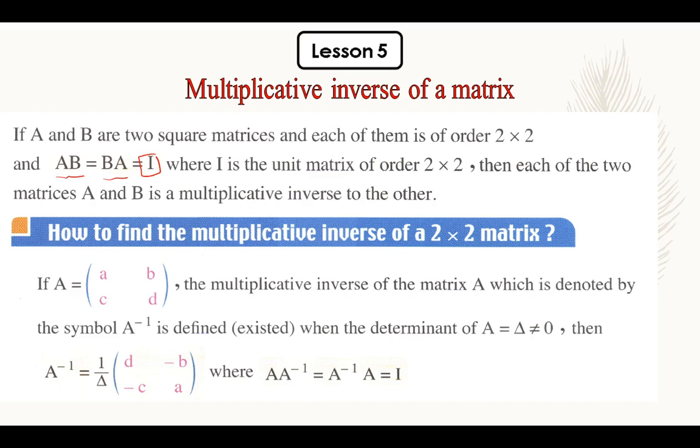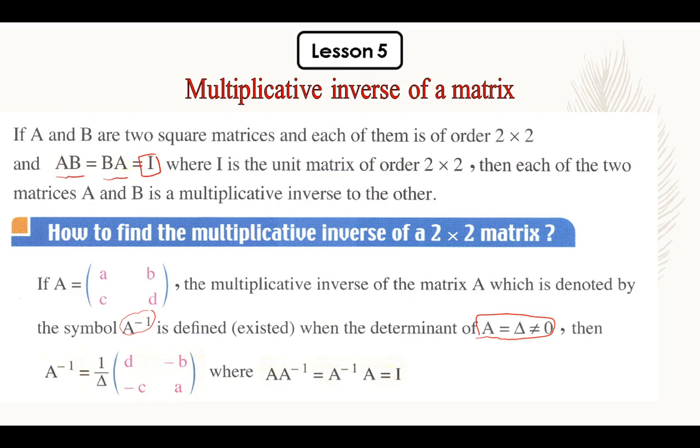If we have a matrix A whose elements are a, b, c, and d, then the multiplicative inverse of the matrix A, which is denoted by the symbol A to the power of -1, called A inverse, or the inverse of the matrix A, is defined when the determinant of the matrix A is not equal to 0.